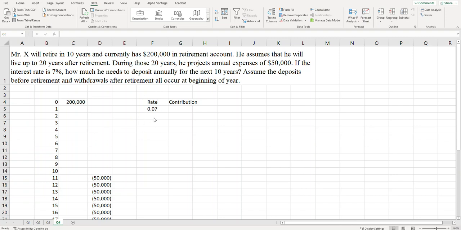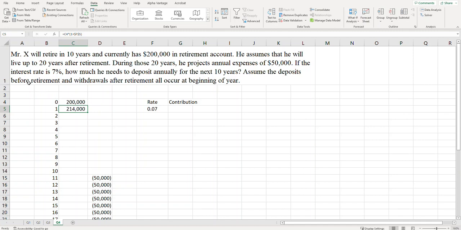So we know our rate's 7%. We need to figure out what the contribution is. So what will happen at the end of year one, we'll have the $200,000 in there to earn the 7%. And so what that's going to look like is our amount C4 times 1 plus our rate of return. We'll hit F4 to lock that in. And so assuming no contribution, there'll be $214,000 in that account.